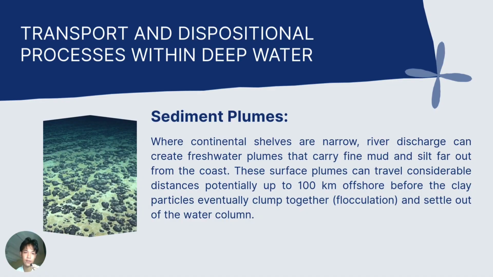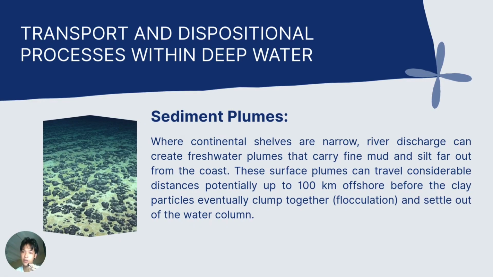First, we have sediment plumes, where continental shelves are narrow. River discharge can create freshwater plumes that carry fine mud and silt far out from the coast. These surface plumes can travel considerable distances, potentially up to 100 kilometers offshore, before the clay particles eventually clump together and settle out of the water column.